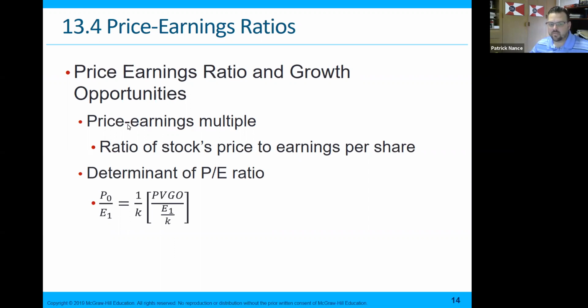The price to earnings multiple is the ratio of stock price to the earnings per share, which is the determinant of the PE ratio. Remember here that P0 is my price, usually your purchase price, because it's P0 when you buy it in the first place. E is the expected value, 1 over K. K is my market capitalization, and PVGO is the present value of my growth opportunities.